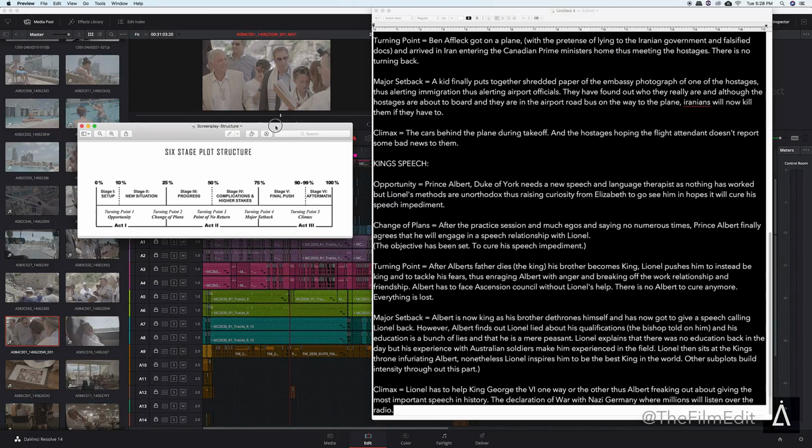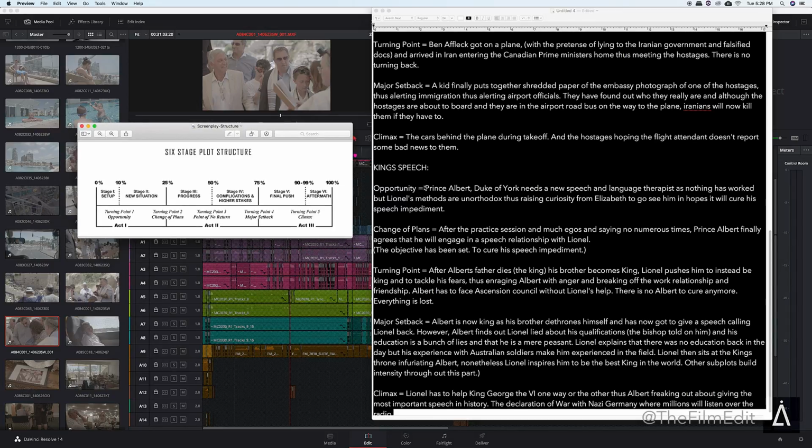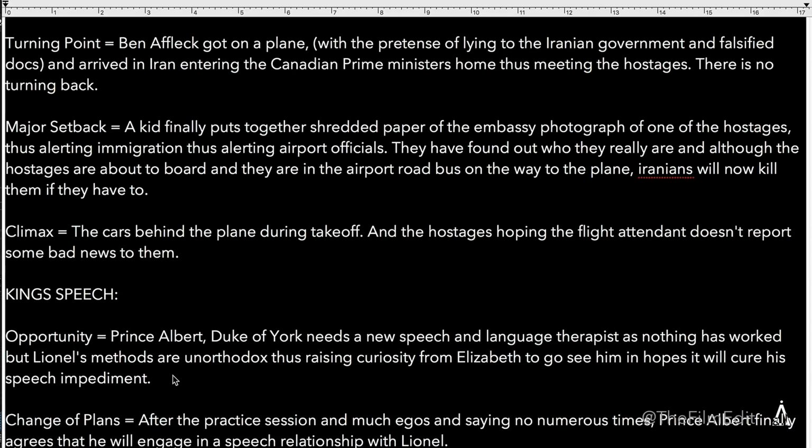So again, regular life, opportunity, boom. Prince Albert, the Duke of York, needs a new speech and language therapist as nothing has worked, but Lionel's methods are unorthodox, thus raising curiosity from Elizabeth to go see him in hopes it will cure his speech impediment.